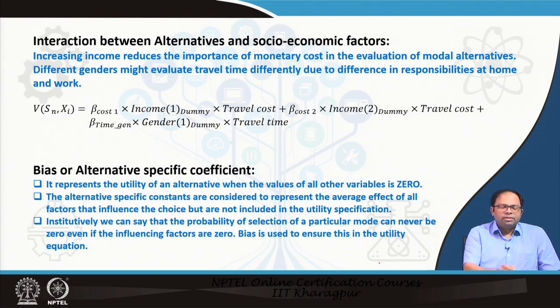So, in that sense, we can also combine these 2 terms, and we have the first variable, which is income 1 dummy into travel cost. That means we will only consider travel cost for certain types of income.